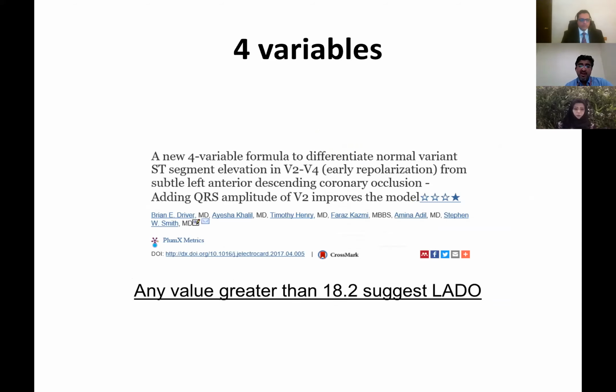After 4 or 5 years, they added another variable, which was the QRS in V2. He said that now it's more sensitive and specific. So the 4th variable, by adding the QRS in V2, adds more value to that equation, and it will tell you if your patient has early repolarization or subtle STEMI. And here the value is, if it's more than 18.2, it suggests LAD occlusion.